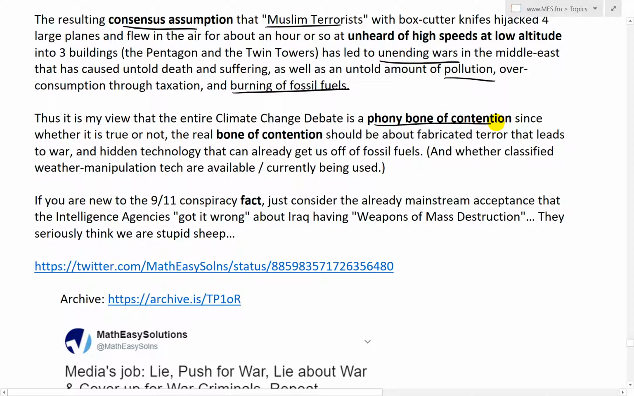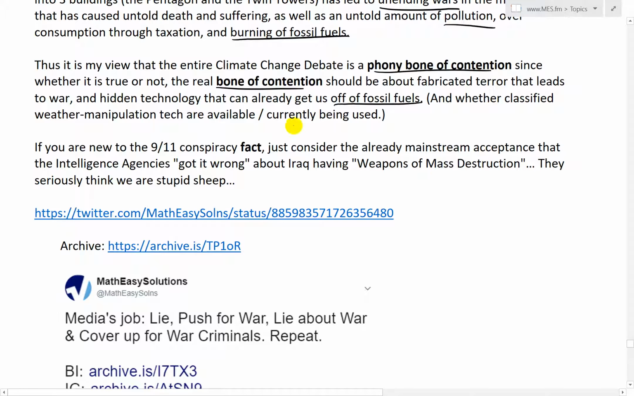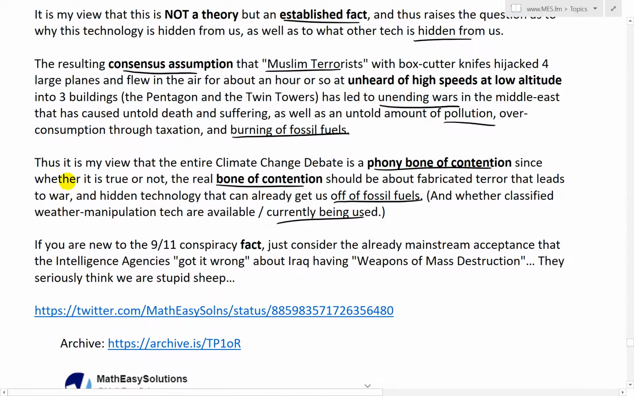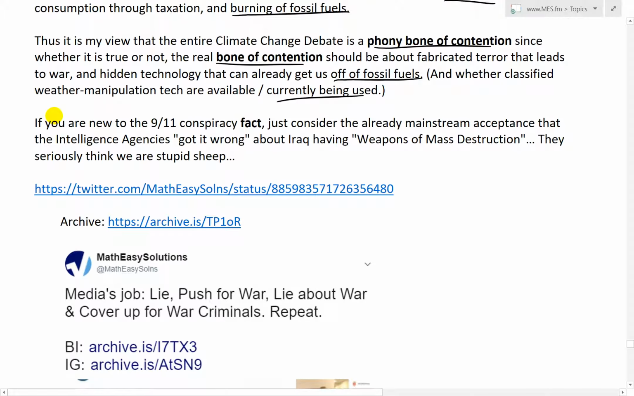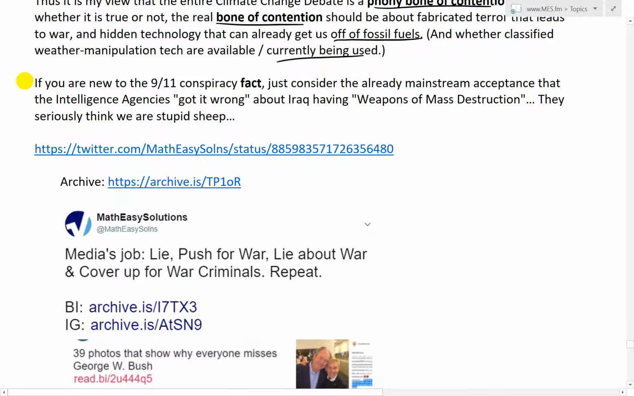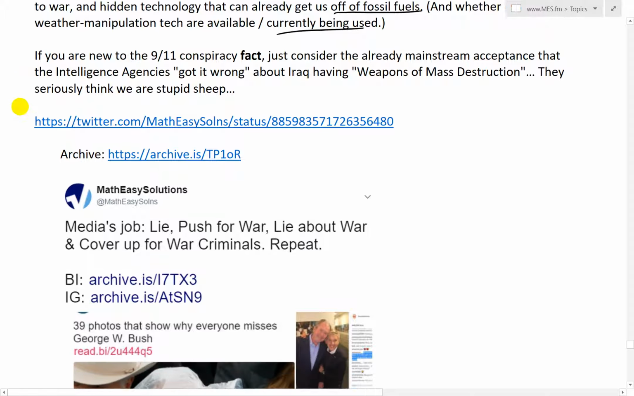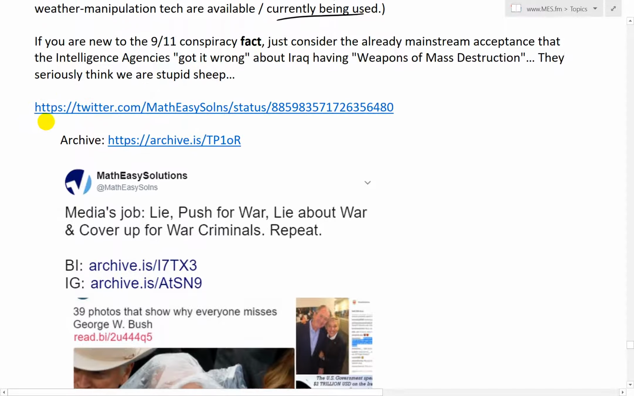Thus, it is my view that the entire climate change debate is a phony bone of contention, since whether it is true or not, the real bone of contention should be about fabricated terror that leads to war, and hidden technology that can already get us off of fossil fuels, and whether classified weather manipulation tech are available or currently being used. Because once you realize one thing's conspiracy or one tech is hidden, like that free energy that turned the towers into dust, other questions start snowballing, like what else can be done? What other kind of propulsion devices are there?